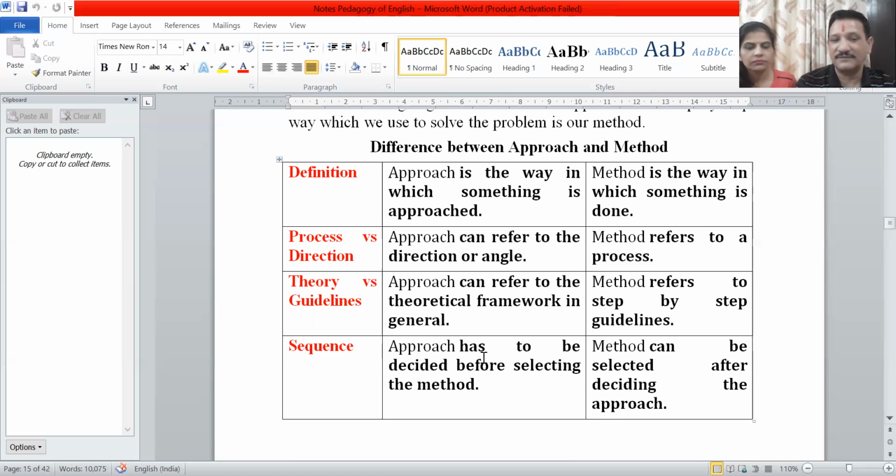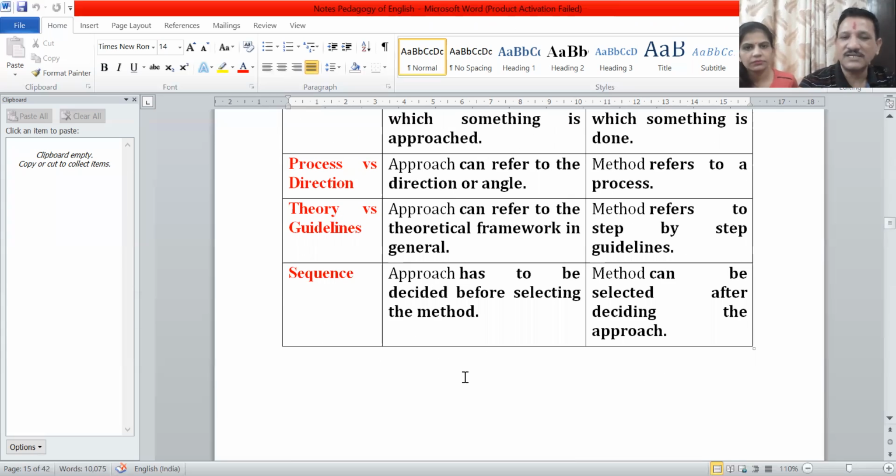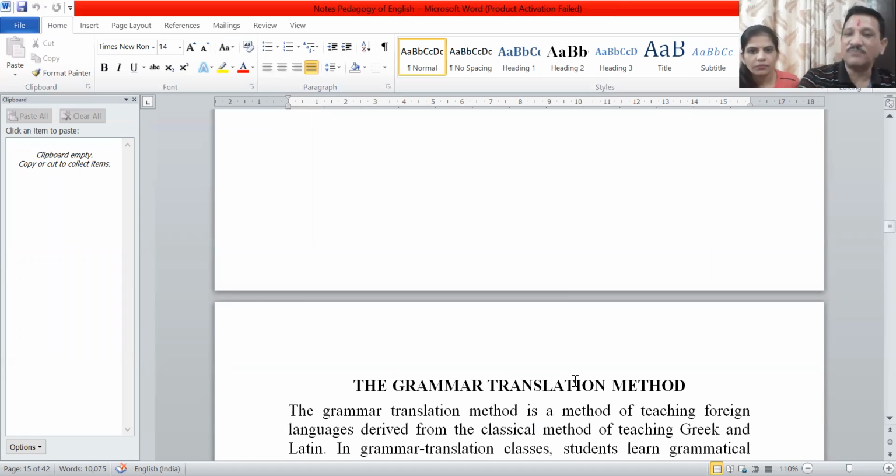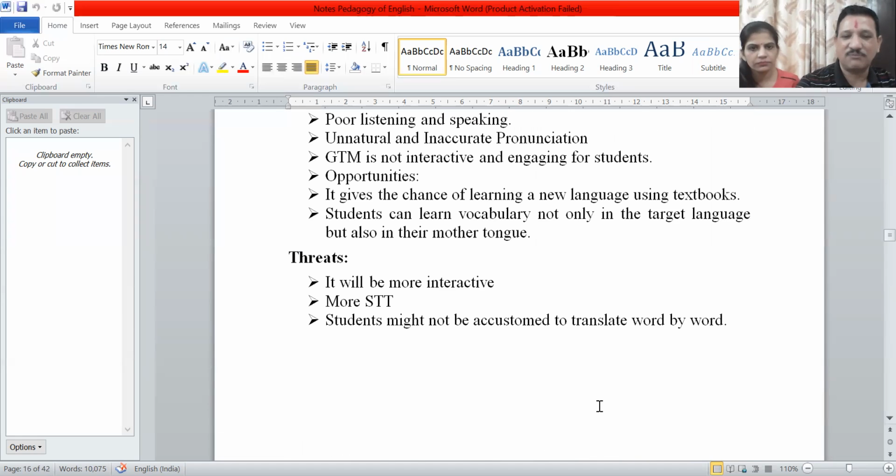Next, theory and guideline. Approach can refer to the theoretical framework in general, whereas method refers to step-by-step guidelines. After that, sequence: approach has to be decided before selecting the method, whereas method can be selected after deciding the approach. These are some of the differences between approach and method. But for reaching any method, approach is a must. Now, there are many methods for teaching English, but in your syllabus there are 3 or 4 methods. We will discuss them one by one.